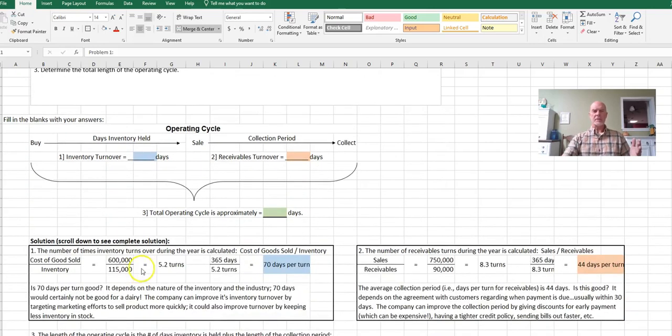But if we take the cost of goods sold of $600,000 divided by the inventory of 115, it indicates that the inventory is turning over a little over 5 times a year. And if we divide that into 365, that's about 70 days per turn. So that's just on average. And the question is, is that good? Well, it depends on what industry you're in.